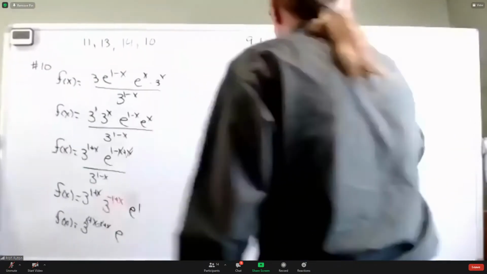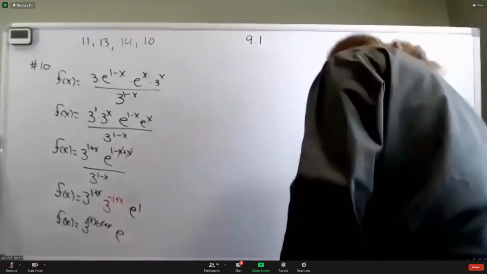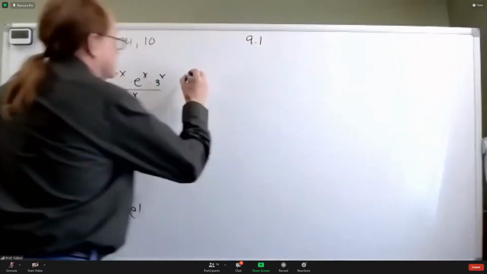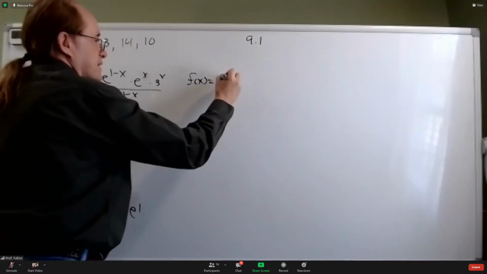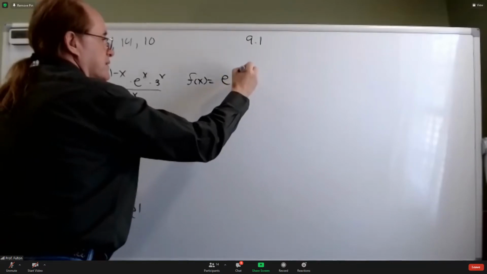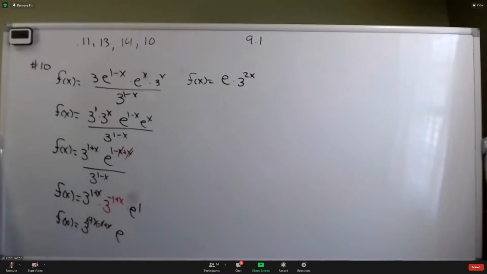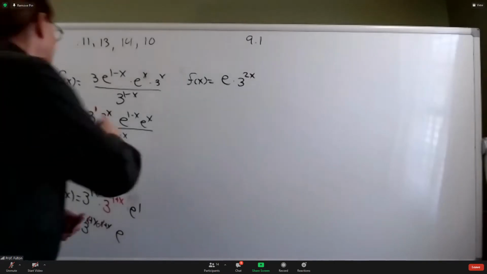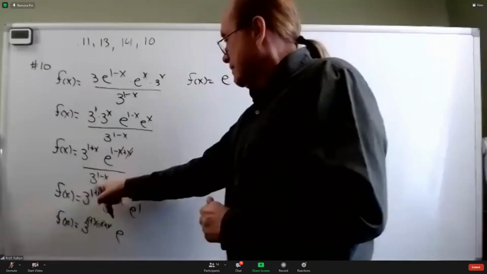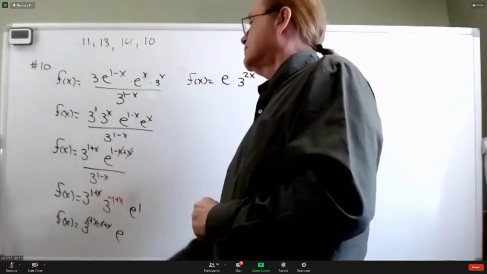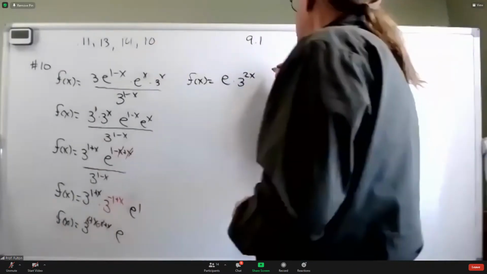Well, if I wanted to write that in a compact form, I could simply write it as follows. I could put the e first: e times 3 to the 2x. I could put the e behind it, but I don't have to. So that's what that simplifies to. Again, when you're dividing, you subtract the exponents. Okay, that's number 10.